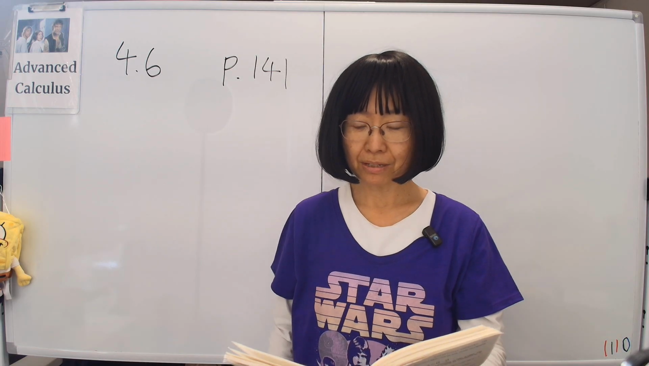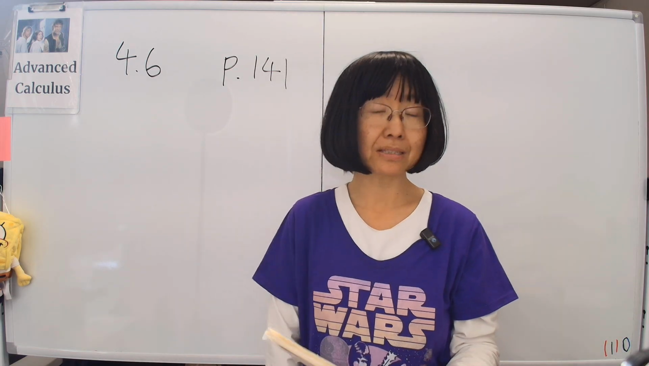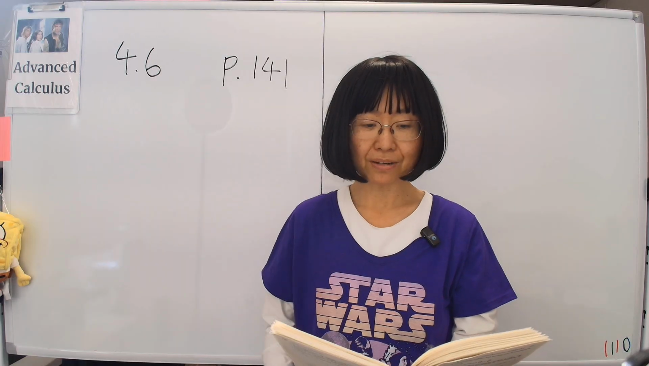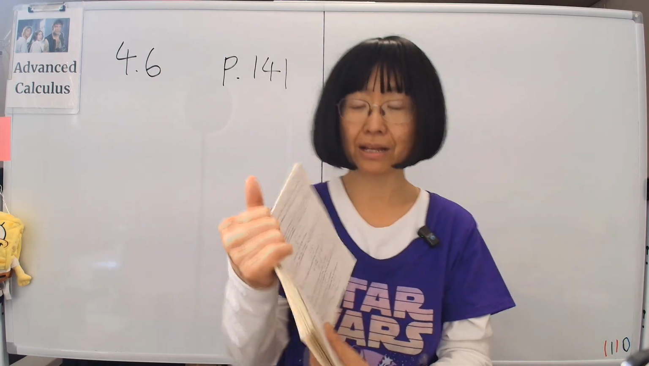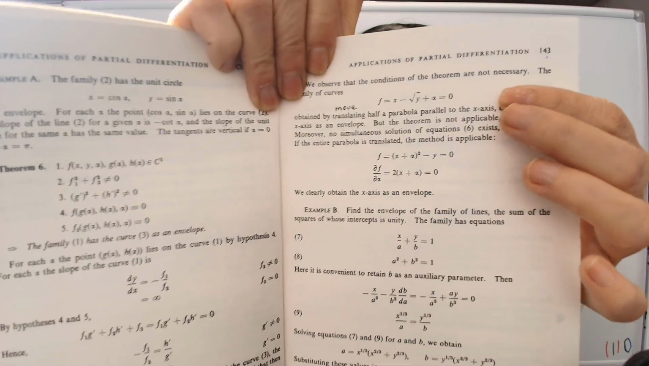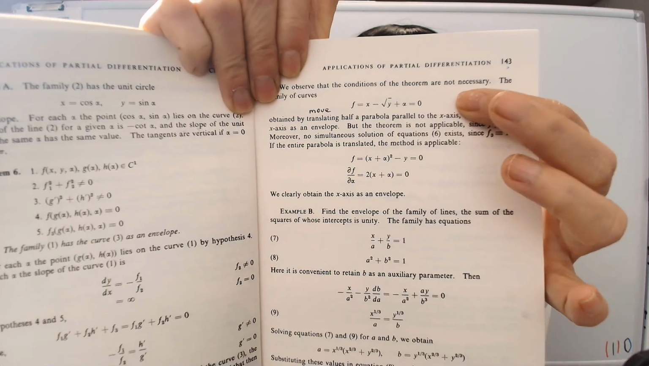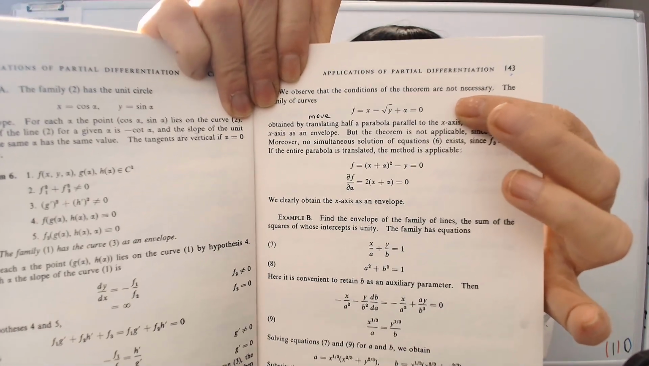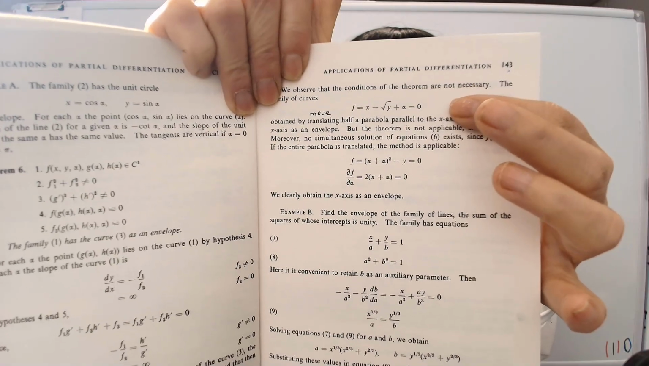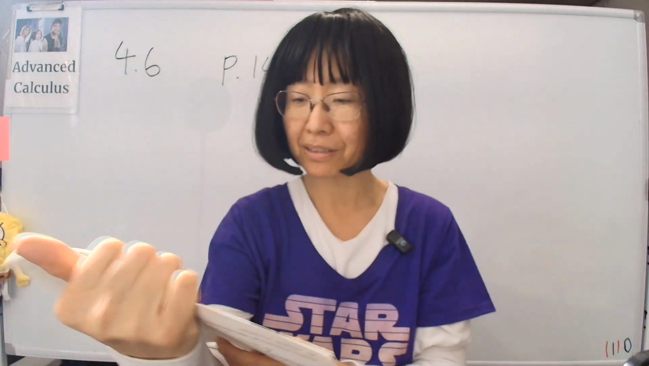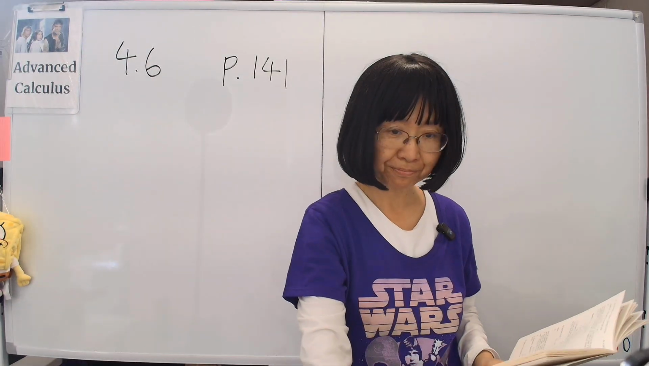For example, we can come up with examples that don't satisfy even the first condition, where f belongs to C1. This thing doesn't exactly belong to C1, but that's okay. It still works, and you can still come up with an envelope for it.